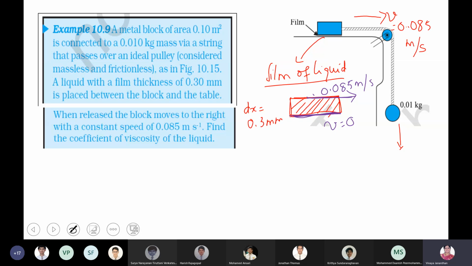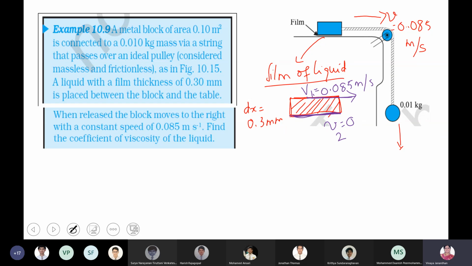When the block is going to move, where is the block? The block is lying on the liquid film which is on the table. When the block moves, the topmost layer of the liquid which is in contact with the block is going to move with a velocity 0.085 meter per second, whereas the liquid which is in contact with the table is at rest. Okay, I'll put this as V2, this as V1.